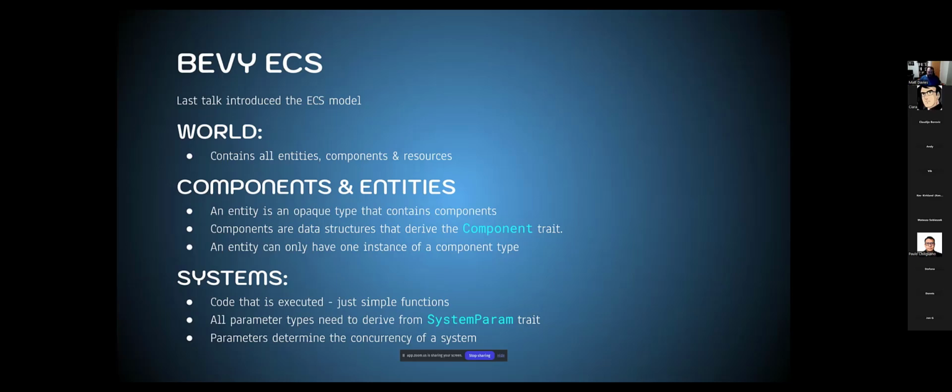And then we have the systems, which is just simple functions. But even though they're simple functions, there are some constraints that all the parameter types that you pass to that function must also derive from the system param trait. It must implement the system param trait. If one of those arguments that you pass to the function or have in the function signature do not implement the system param trait, it cannot be a system. And also the parameters that you do use in those functions can determine the concurrency of a system. So if Bevy discovers that it can run two systems concurrently and in parallel, it will do that in parallel.